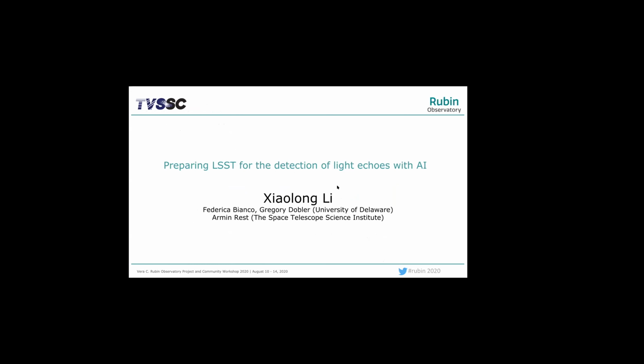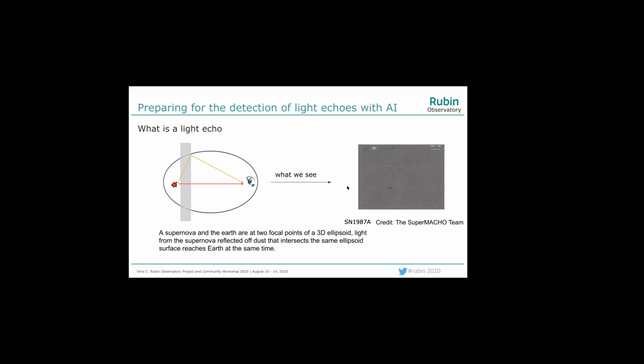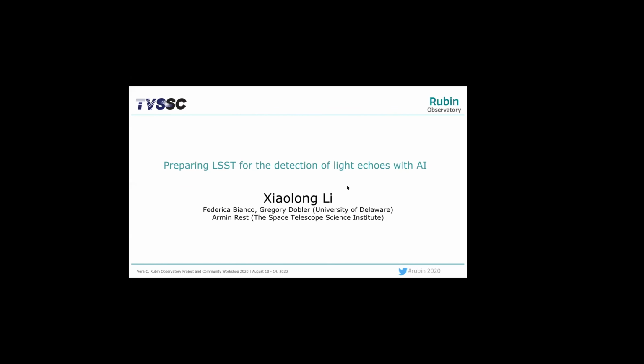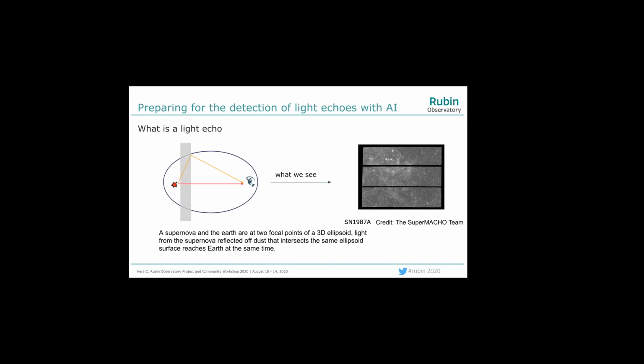Hi everyone, I'm Xiaolong from the University of Delaware. LSST will detect thousands of transients in the sky, and the current data processing pipeline is designed for point-like sources, but not for diffuse features. One of the diffuse features it will miss is light echoes. So, next slide. What is a light echo?